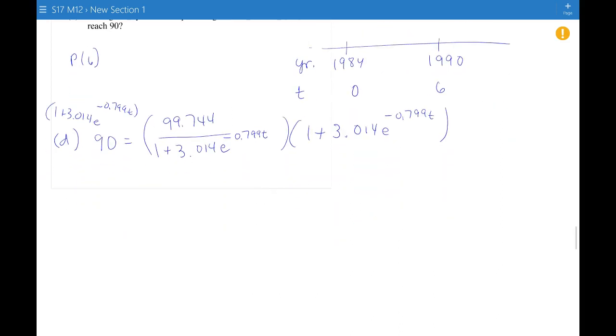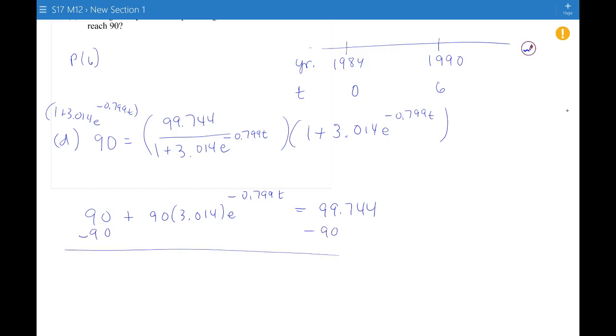So I'm going to have 90 plus 90 times 3.014 e to the minus 0.799 t equals 99.744. Well, remembering that we want to isolate the exponential, we need to subtract 90 from both sides. Get 90 times 3.014 e to the minus 0.799 t equals 9.744. Then we're going to divide by 90, divide by 3.014.